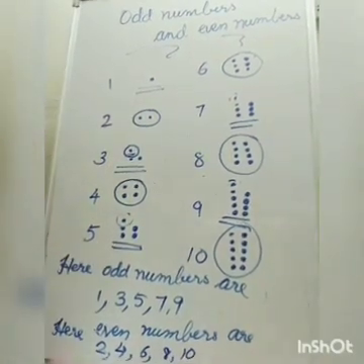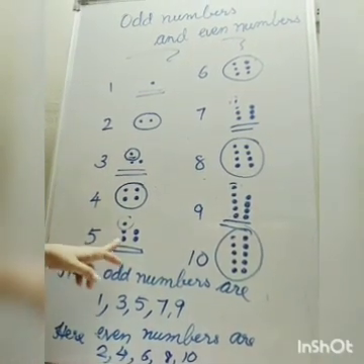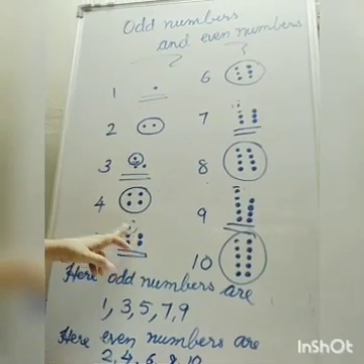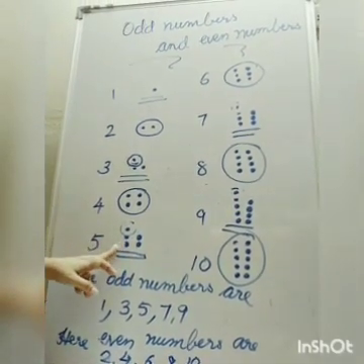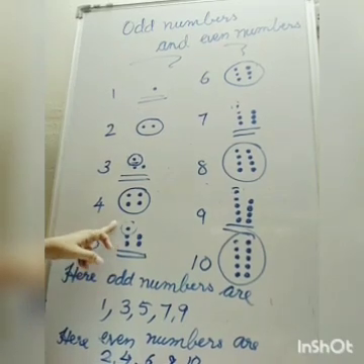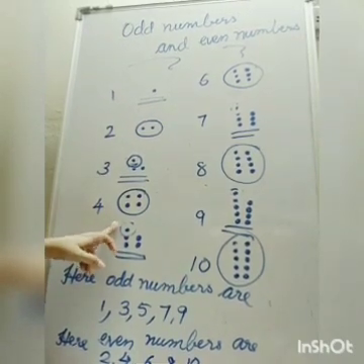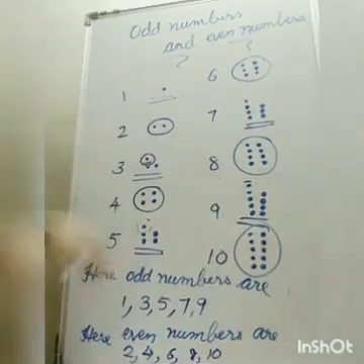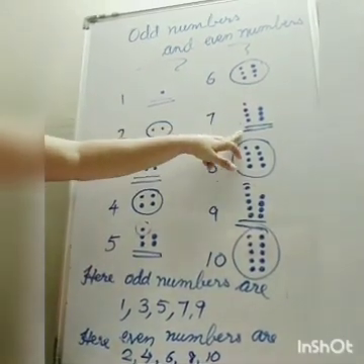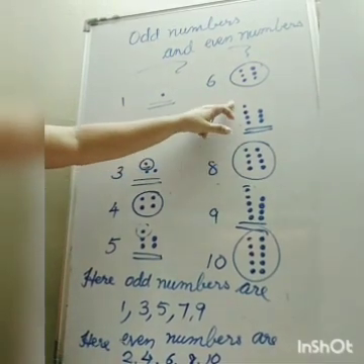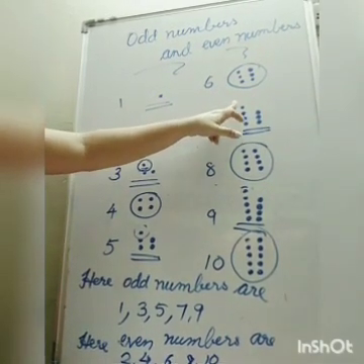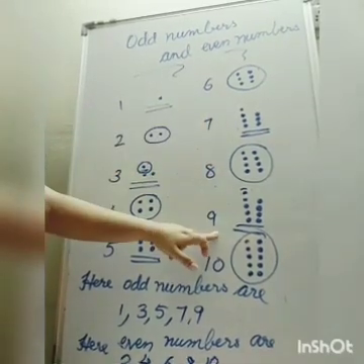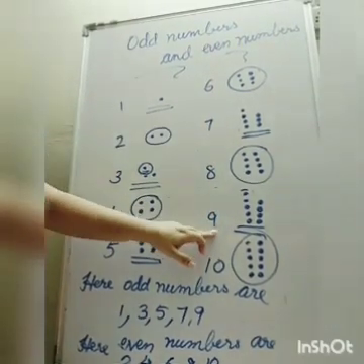Next number. Now look at 5. How many dots are here? 1, 2, 3, 4 and 5. 2 dots stand in pair whereas 1 dot is alone. So 5 is an odd number. Like that 7. Now look at 7. 3 dots stand in pairs and 1 dot stands alone. So 7 is also an odd number. Here 9 is also an odd number.